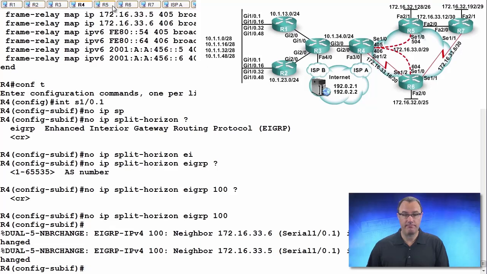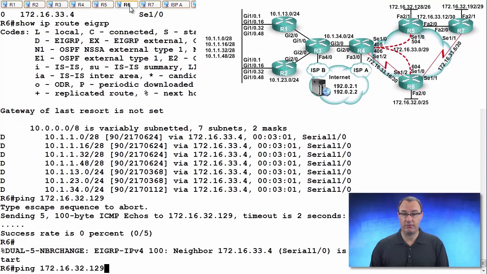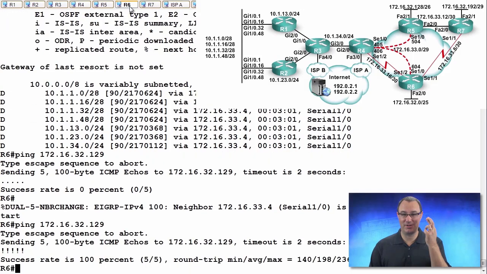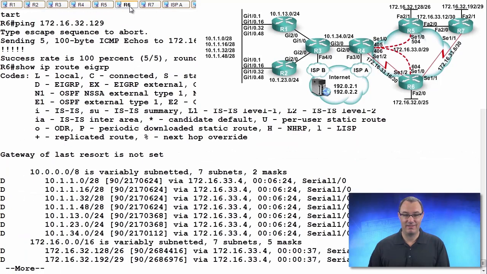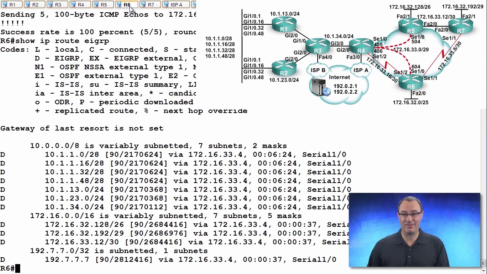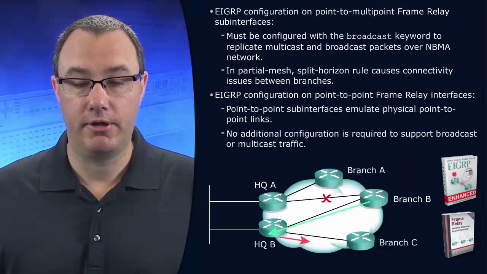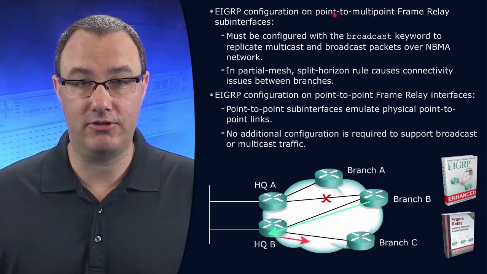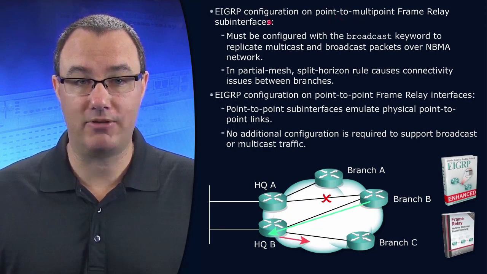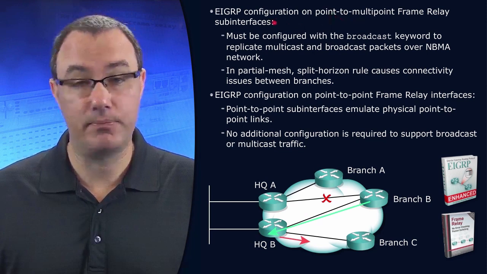Let's look at R6 and see if that ping succeeds. Cross your fingers here. Ooh, it's working. It's working. Is our routing table larger? It's a whole lot larger. And it is representative of having a fully populated routing table. So things are looking good. We have to be mindful of how the split horizon rule affects us on these point-to-multipoint sub-interfaces. It does not affect us by default on the major interface.